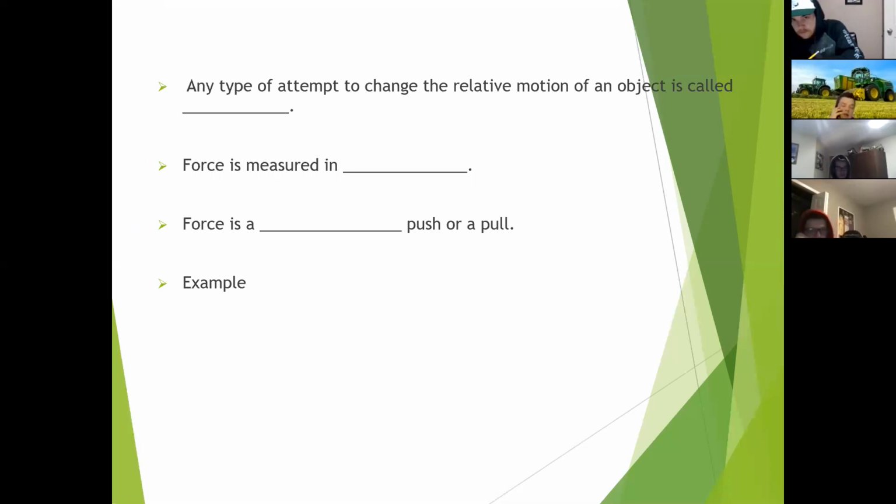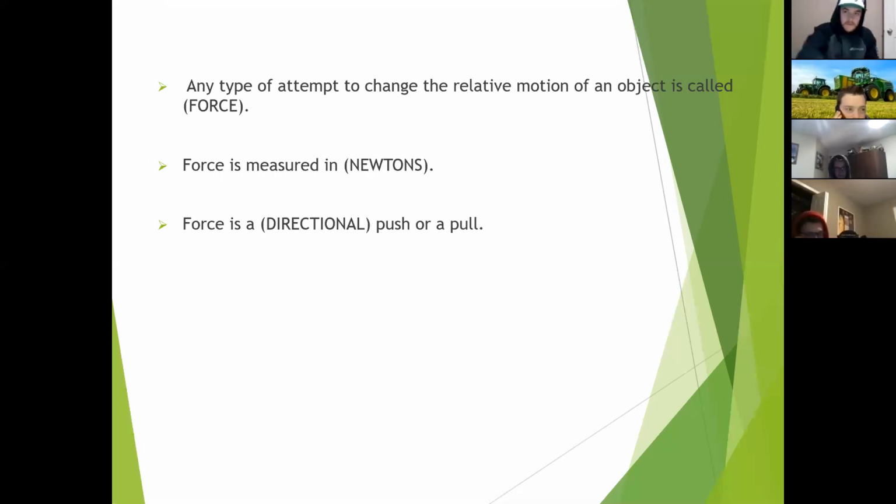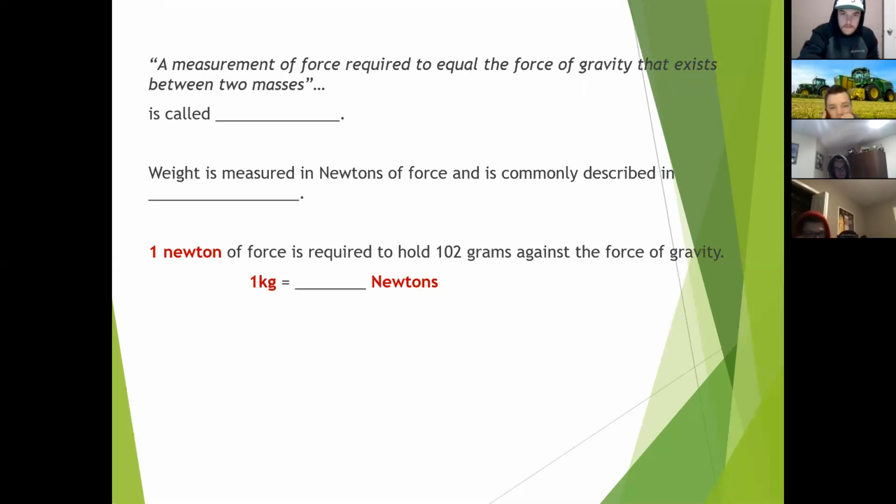And force is a what? Example? Good one, Travis. That was a good one. Directional, okay? Force is a direction. Got to have that direction there for it. All right. A measurement of force required to equal the force of gravity that exists between two masses is called, yeah, weight. Because it's in the next one. He's picking up how this works. I like that.